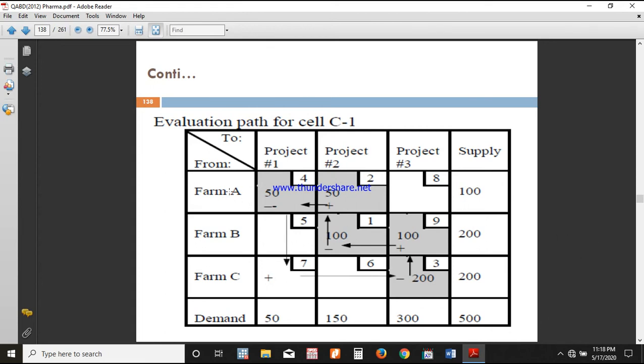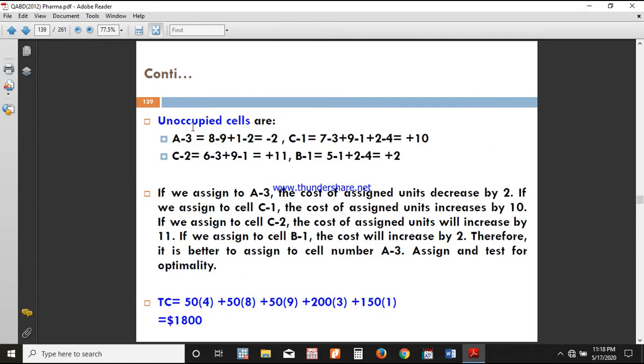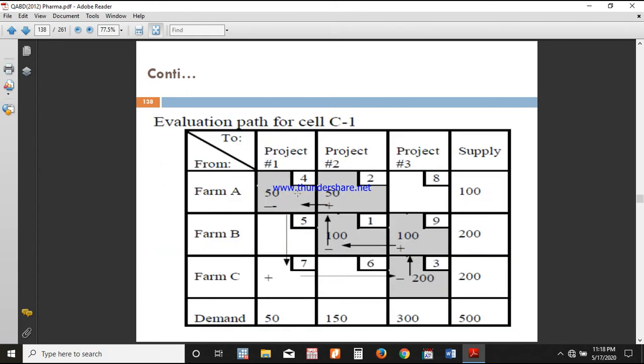Therefore, the unoccupied cells are A3, B1, C1, and C2. Therefore, we can evaluate these. Take the unoccupied cell A3, for example. To evaluate A3, first you bring the plus sign here and the minus sign here, plus sign here, minus sign here, so plus, minus, plus, minus.